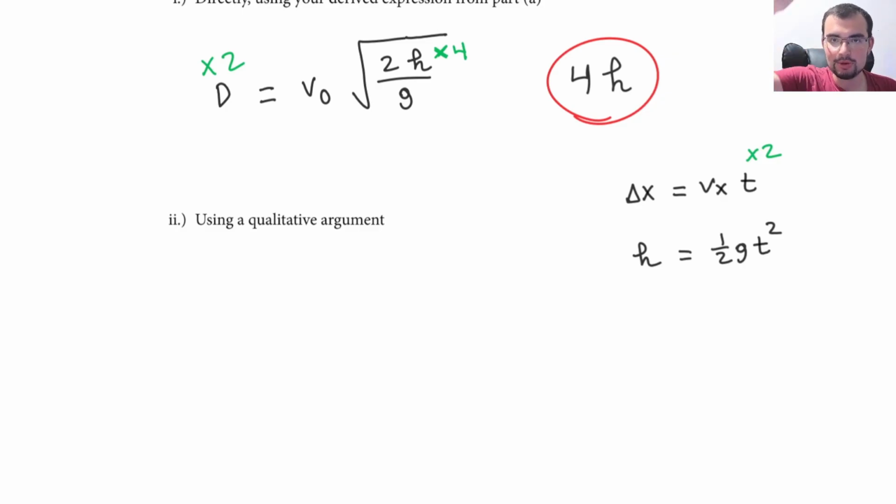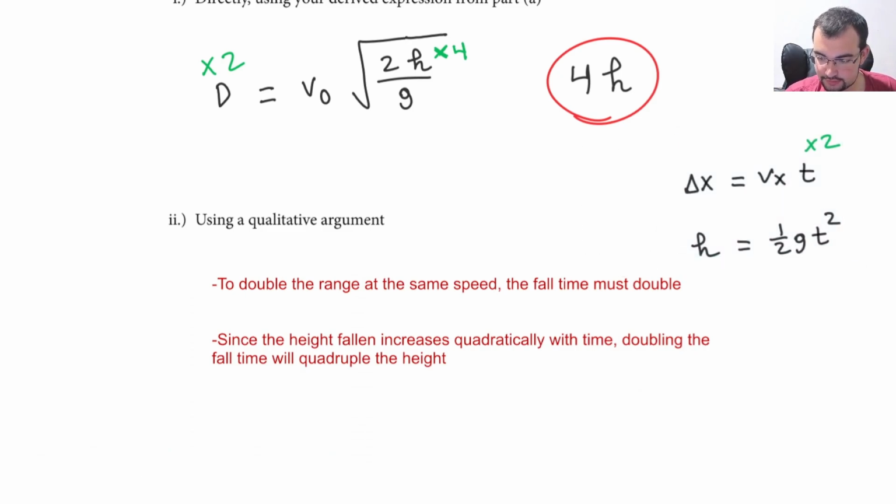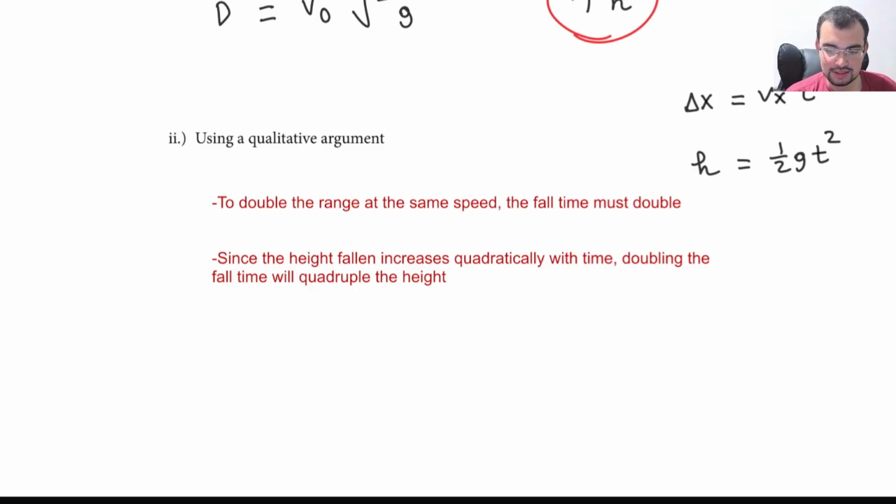But double the height doesn't equal double the fall time because it's a square relationship. So we could figure out that since height increases quadratically with time, we'd need 4 times the height to get double the fall time. That's my argument there: to double the range at the same speed, the fall time must double. And since height fallen increases quadratically, twice the time means 4 times the height because of that t squared. So double the time, 4 times the height.